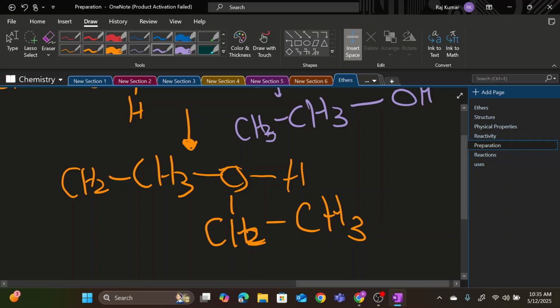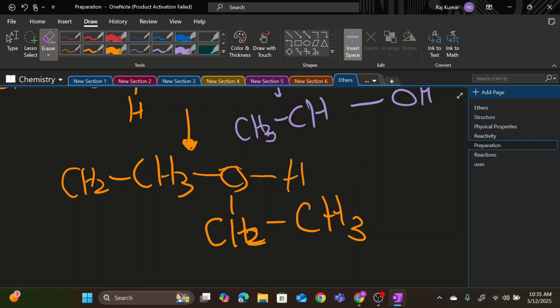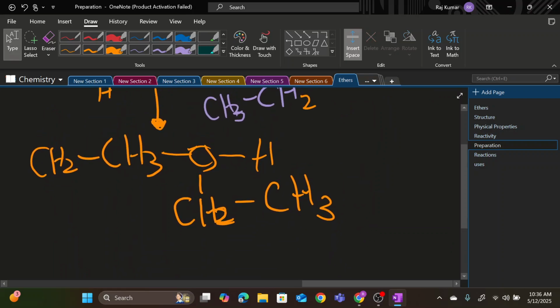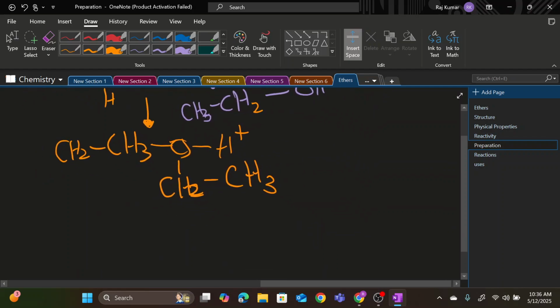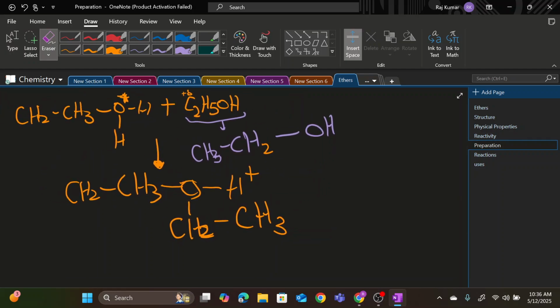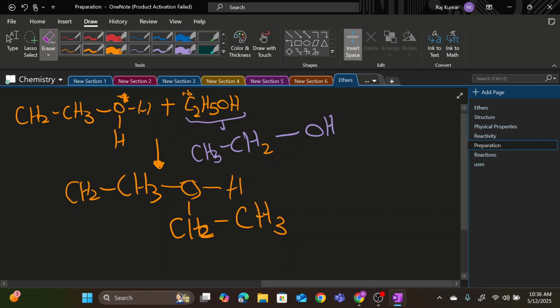This is CH3CH. So this is a structural form. Now this is also an oxonium ion, but this oxonium ion contains two ethyl groups. And what actually happens is that the proton which is taken away combines with this OH group, due to which it forms a water molecule.